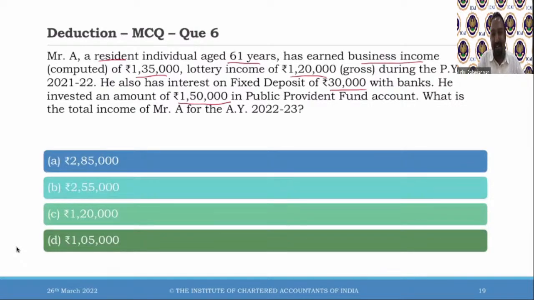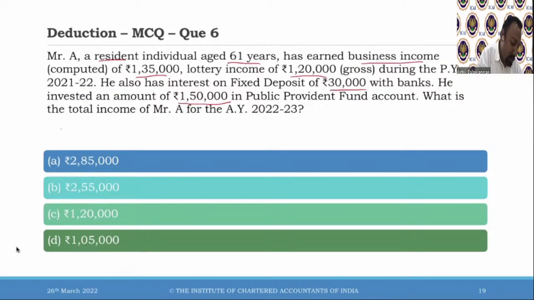This is a slightly tricky question. Probably I'll try to tell you. There are some sections in which Chapter 6A deductions are not allowed. One such provision is lottery income. So you cannot claim Chapter 6A deductions for this special income, casual income. Lottery, crossword, puzzle, in that income, you cannot claim Chapter 6A deductions. So typically that's the question here.